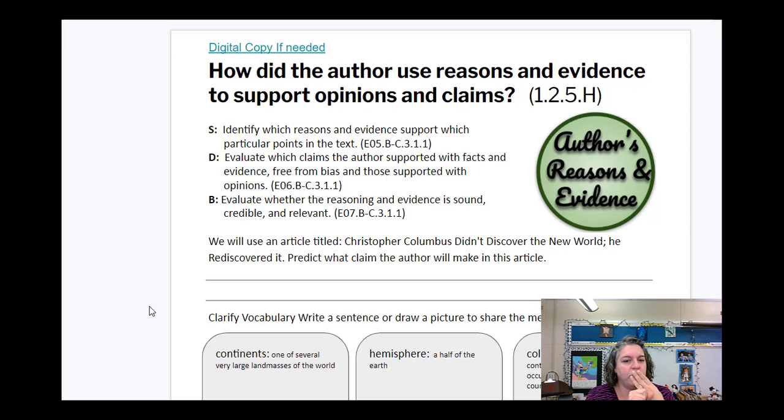Or maybe instead of someone rediscovering it, maybe he went back to it more than one time. That might be a good prediction. But looking at it, Christopher Columbus didn't discover the New World, so it has to have something to do with he didn't just find it. Maybe it wasn't lost. That could be another prediction. That right there, predict, is what we do before we read.